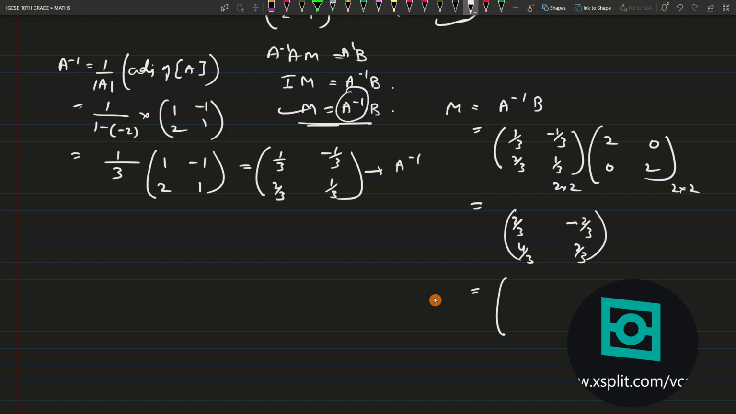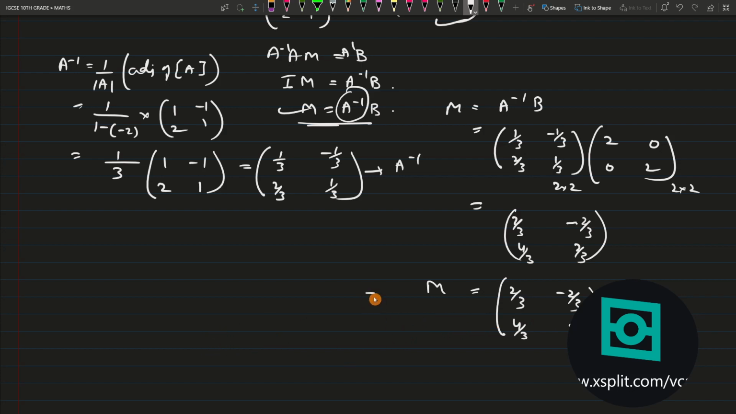So your final answer M will be equal to 2 by 3, minus 2 by 3, 4 by 3, and then 2 by 3. So this should be the answer for M. Let us check the answer at the back, and the answer at the back is okay. Now here what you can do is you can take 2 by 3 common out.